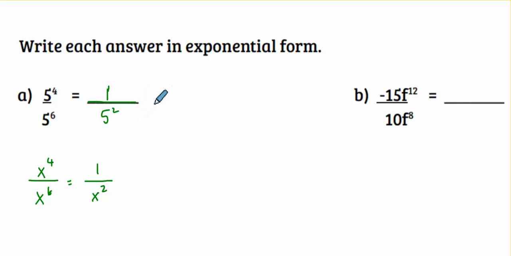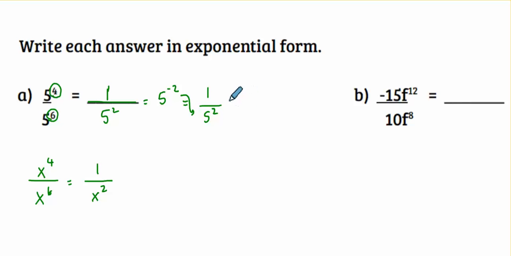You could also have subtracted the exponents. So 4 minus 6 would give you a negative 2, and that's not happy. It wants to go down to the bottom. So we could put it down here with a 1 on top.